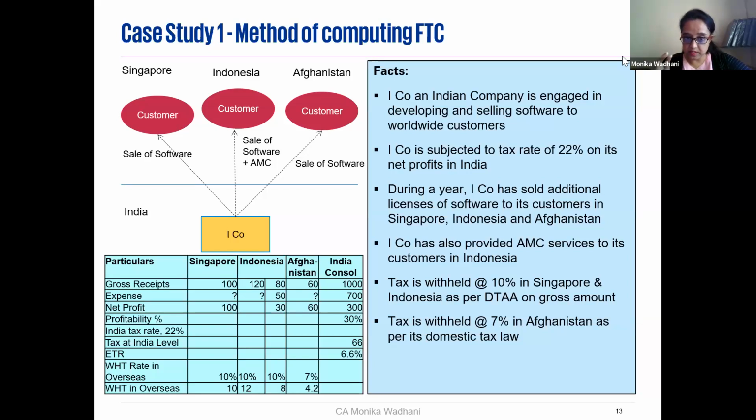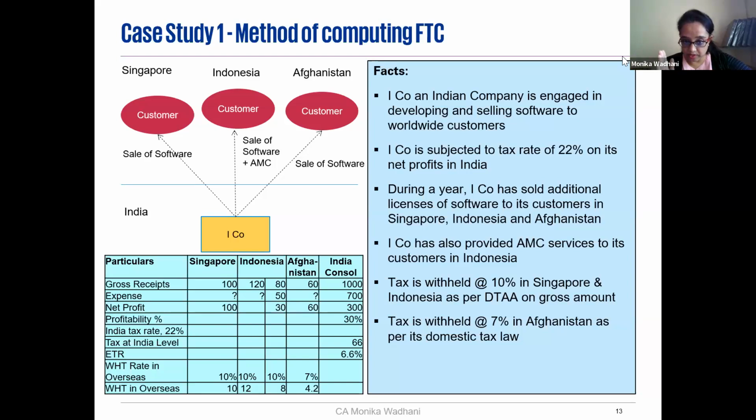And say for AMC services, the gross receipts is 80. Expenses incurred for AMC services provided to Indonesian customers is say 50 and net profit is say 30. In Afghanistan, say gross receipts is 60 and expenses are not identifiable. So now the question is how will the foreign tax credit need to be computed in case of each of these countries, where Singapore and Indonesia have levied withholding tax of 10% on gross basis and Afghanistan has levied 7% on gross basis.